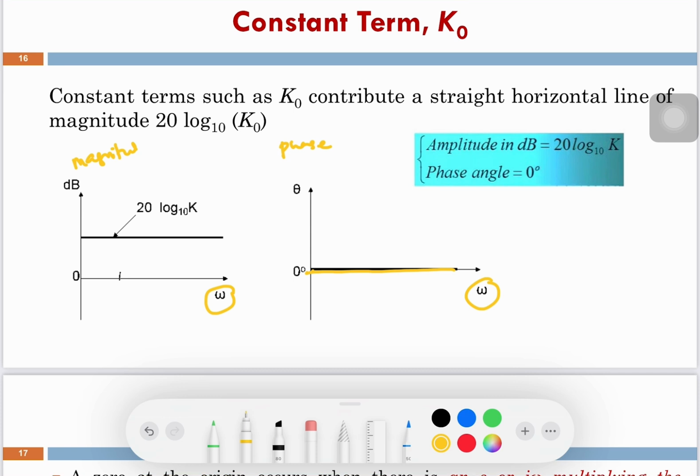To plot the K0, you have to put 20 log 10 of the value of K. So how to draw? It must be a straight line.